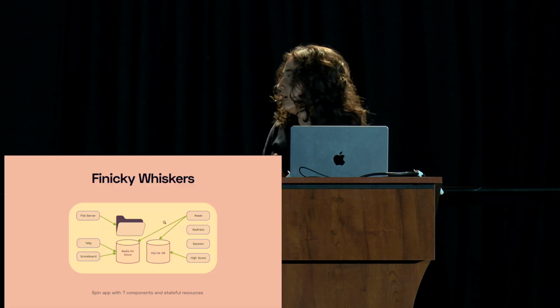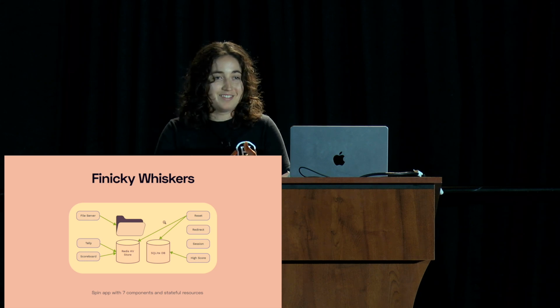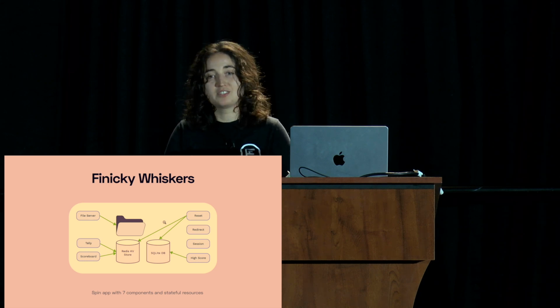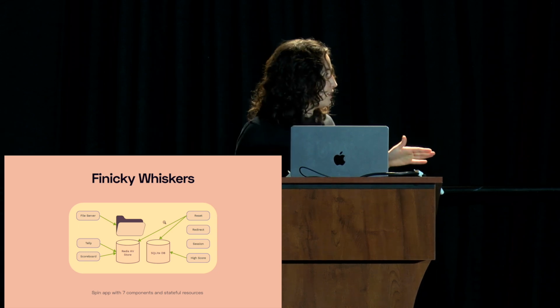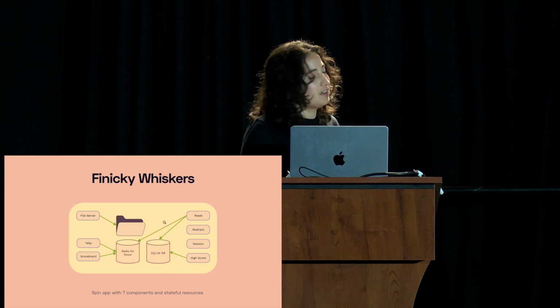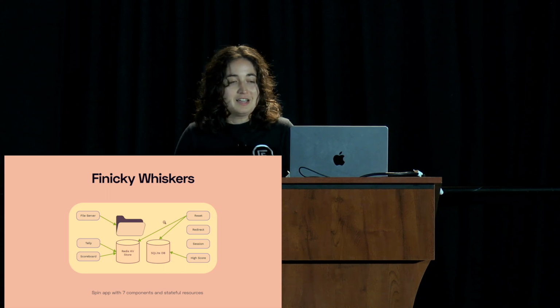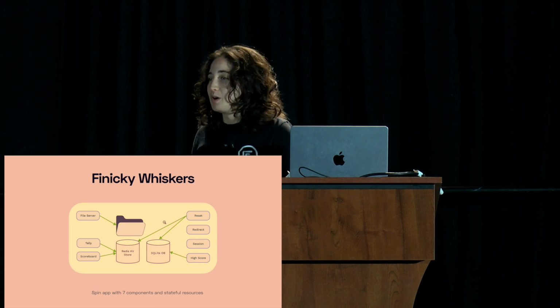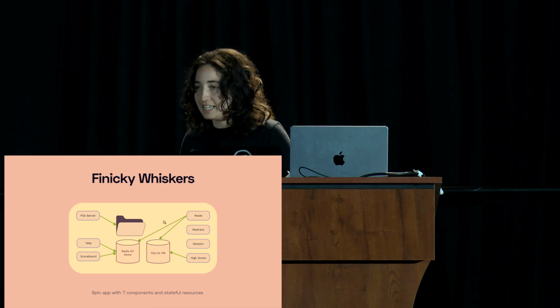I wanted to point out one thing about my demo, which is that we saw one function for that one spin app, which isn't super realistic. So I wanted to show another example, which is a fun game that we've built called Finicky Whiskers, which is basically, we say, the world's most adorable manual load generator. You try to feed a cat as much as you can in 60 seconds.